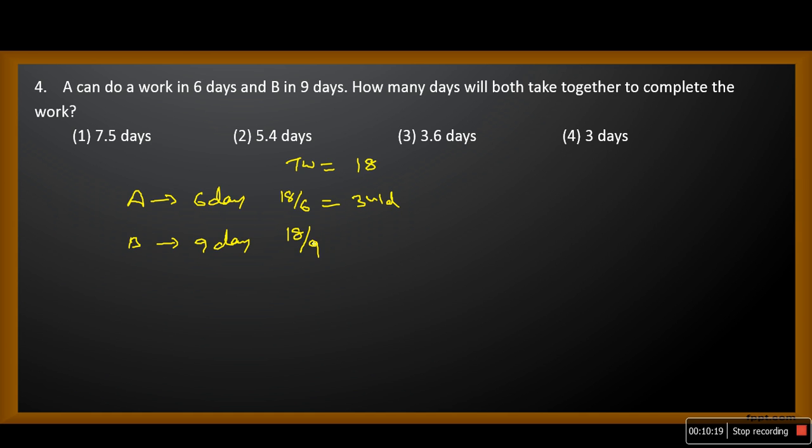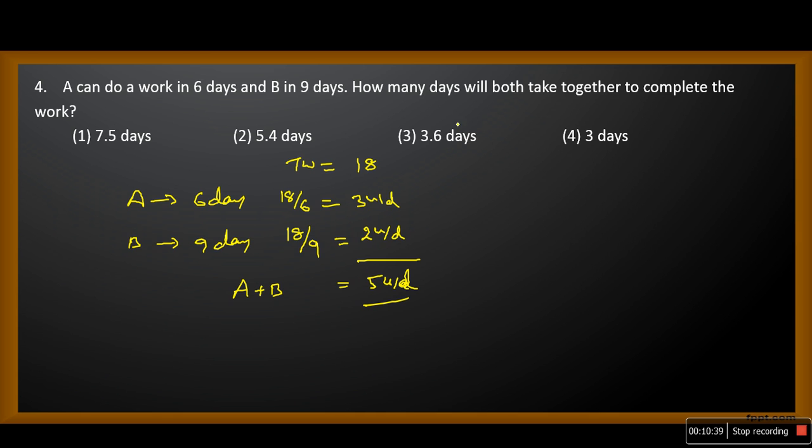Total work divided by number of days gives 2 units per day for B. A is doing 3 units per day and B is doing 2 units per day. A and B together will do how many units per day? 5 units per day, simply adding these two. Now, what is the question?